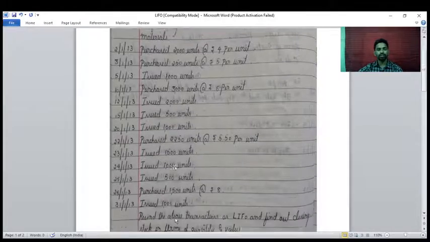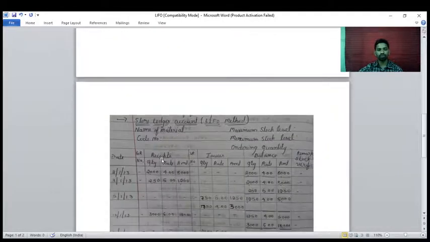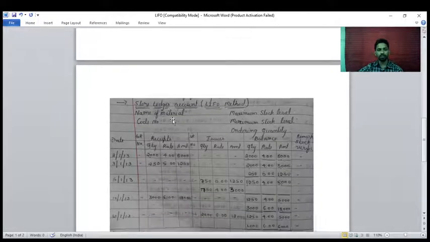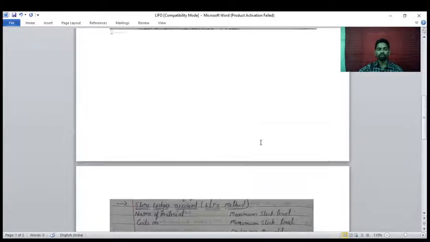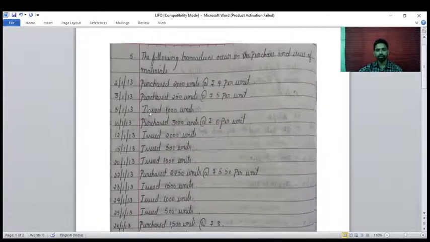Now see, date wise, you know the format also, you have to draw the format like this: store ledger account, LIFO method. Name of material, code number, maximum stock level, minimum stock level, and the ordering quantity. Date column, GR column, receipts column. In receipts there are three columns: quantity, rate, amount. In the issue also there are three columns, and in the balance there are three columns. So now see the transactions one by one.